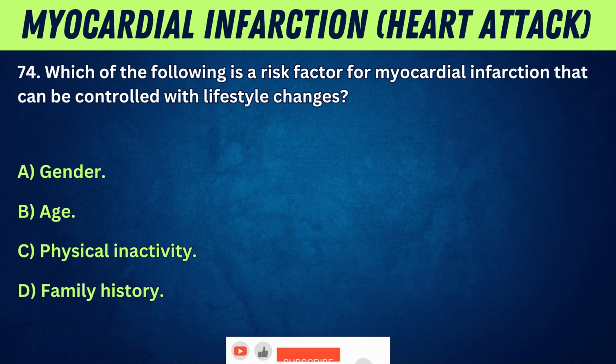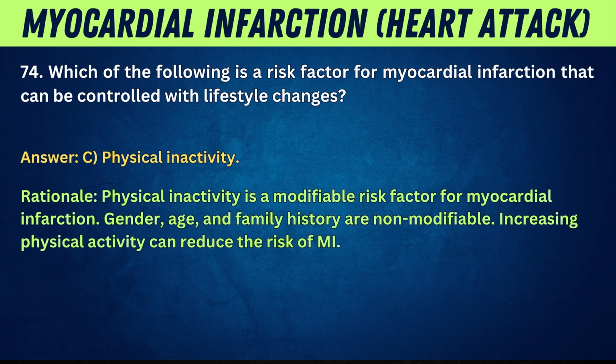74. Which of the following is a risk factor for myocardial infarction that can be controlled with lifestyle changes? A. Gender. B. Age. C. Physical inactivity. D. Family history. Answer: C. Physical inactivity. Rationale: physical inactivity is a modifiable risk factor for myocardial infarction. Gender, age, and family history are non-modifiable. Increasing physical activity can reduce the risk of MI.